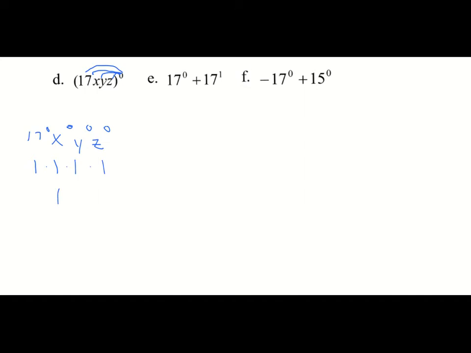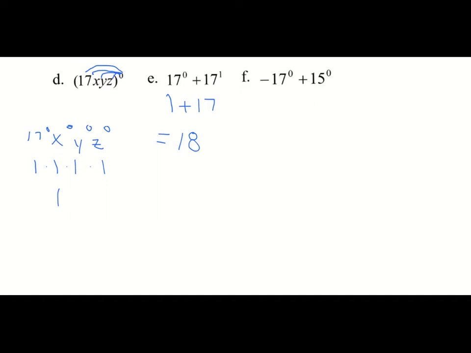Now E, they are looking at 17 to the 0 power, which we know is 1, plus 17 to the first power. Remember, that's just 17 because it's 17 once. So we can do the math here. 1 plus 17 is going to give us 18 there.